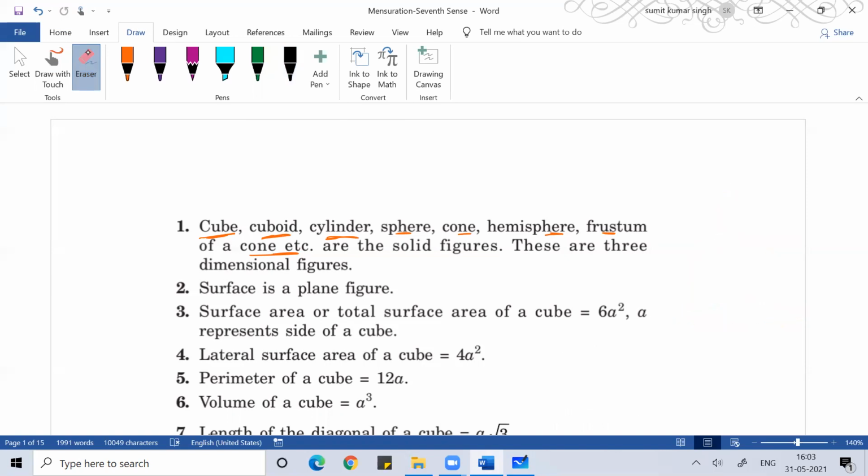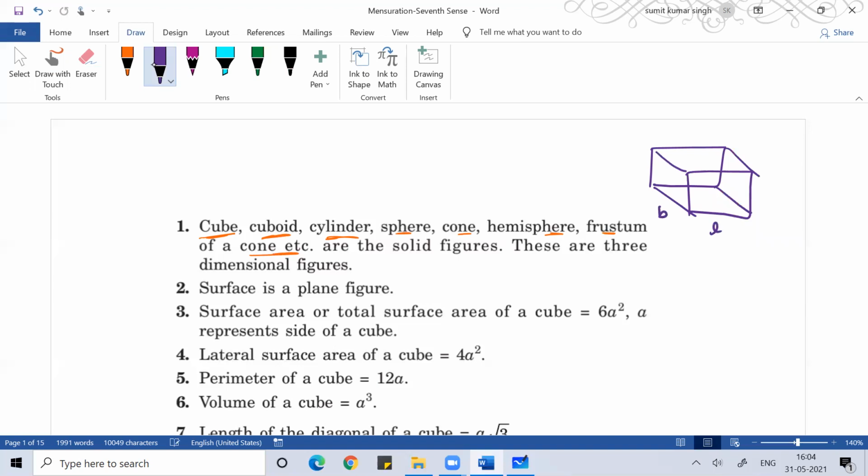The shapes, cube, all these shapes I believe you already know. What is the shape of cube? What is the shape of cuboid? Cuboid is basically a three-dimensional rectangle. In cuboid, the values are different. You have length, breadth, and height. If length, breadth, and height all become equal, it becomes a cube.